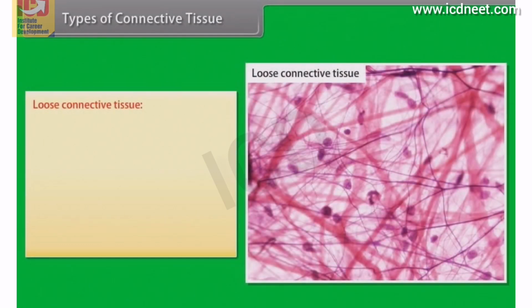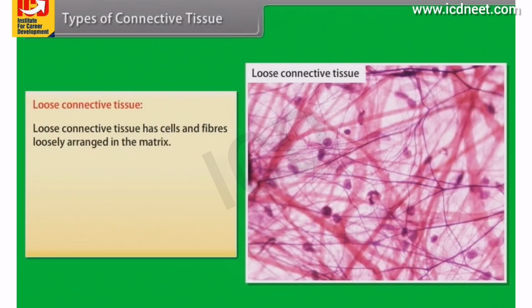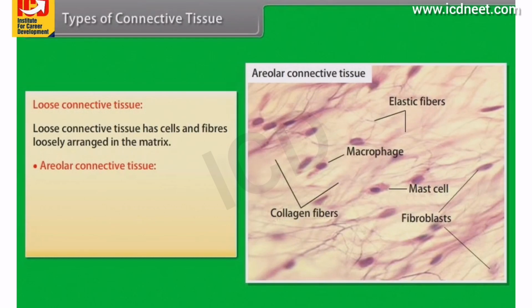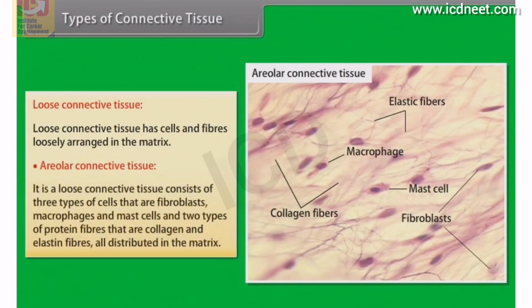Loose connective tissue. Loose connective tissue has cells and fibers loosely arranged in the matrix. Areolar connective tissue. It consists of three types of cells, that are fibroblasts, macrophages, and mast cells, and two types of protein fibers, that are collagen and elastin fibers, all distributed in the matrix.